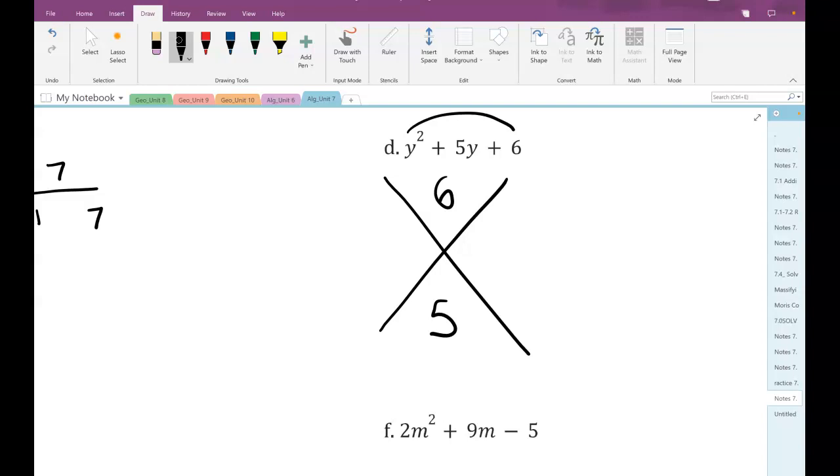All right. This one, for whatever reason, kind of trips people up. A lot of people just jump to 6 and 1. But yes, that multiplies to 6, but it doesn't add to 5. It would add to 7. So you have to do 3 and 2, the only one that works. But then that wouldn't multiply to positive 6. It would multiply to negative 6.